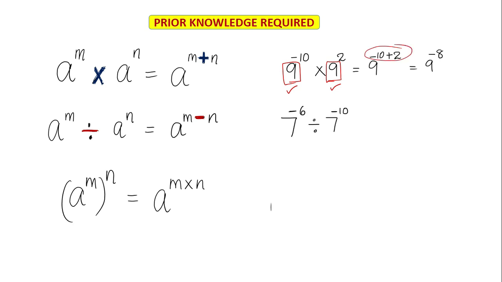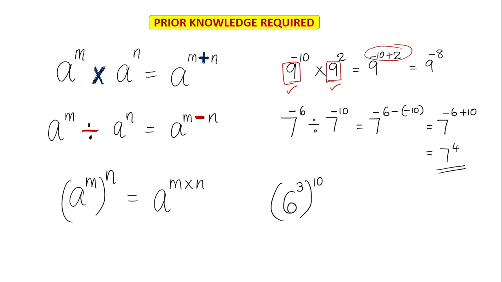The next example is when you have division. So here you can see 7 to the power negative 6 divided by 7 to the power negative 10. So you have 7 to the power negative 6 minus negative 10. So you have a negative and negative, it becomes positive, and negative 6 plus 10 giving you 7 to the power 4. The last example here, this becomes 6 to the power 30.